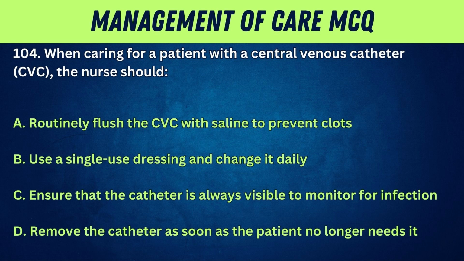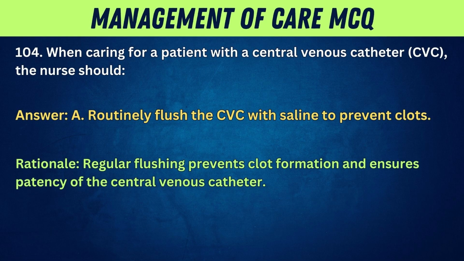104. When caring for a patient with a central venous catheter, CVC, the nurse should A. Routinely flush the CVC with saline to prevent clots. B. Use a single-use dressing and change it daily. C. Ensure that the catheter is always visible to monitor for infection. D. Remove the catheter as soon as the patient no longer needs it. Answer: A. Routinely flush the CVC with saline to prevent clots. Rationale: regular flushing prevents clot formation and ensures patency of the central venous catheter.